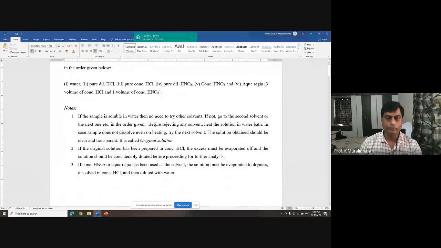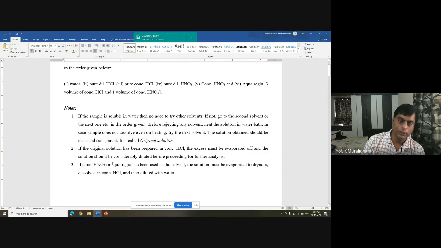That's what I have already explained. The solution in which it is soluble is called the original solution. If the original solution has been prepared in concentrated HCl, the excess must be evaporated off and the solution should be considerably diluted before proceeding for further analysis.